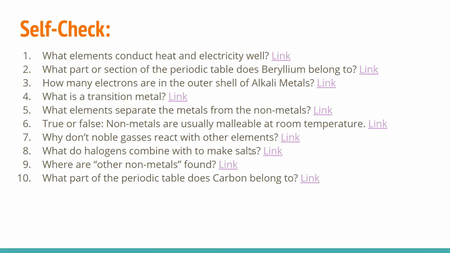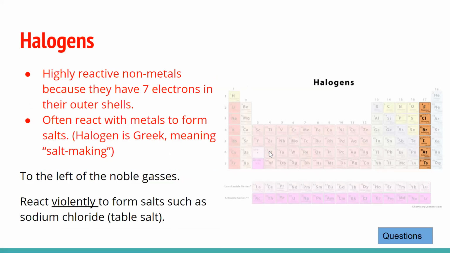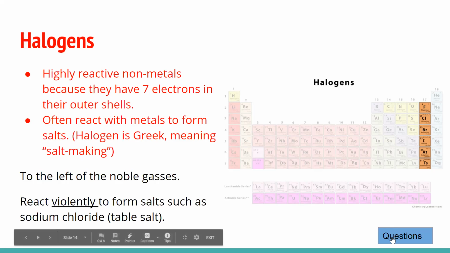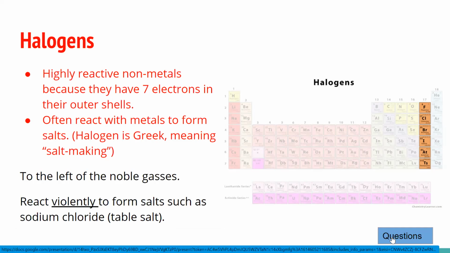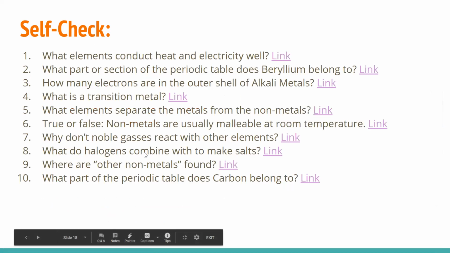What do halogens combine with to make salts? They combine with metals. So chlorine, it will totally combine with any of the metals. Iron, cobalt, maybe not gold. That's a whole other thing. But they especially like to hook up with the very available metals: lithium, sodium, potassium. So it is metals is the answer to that question.